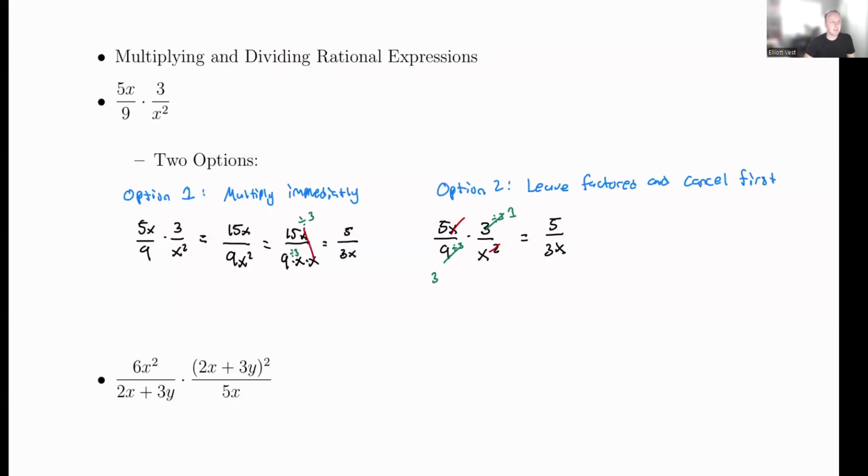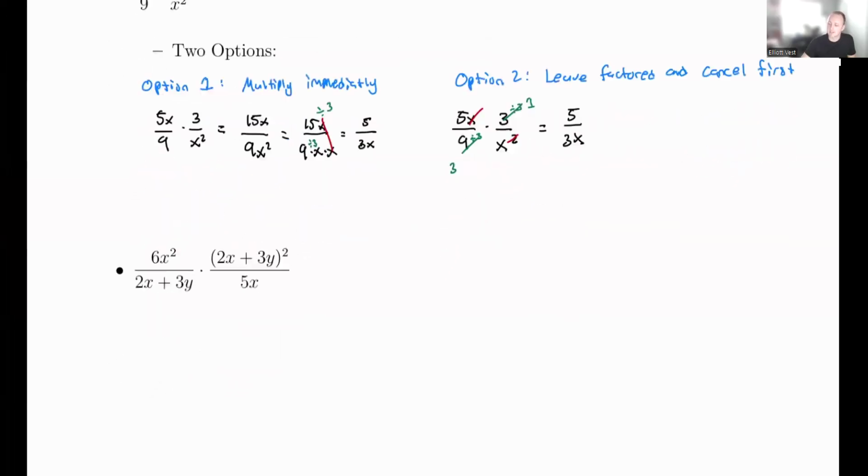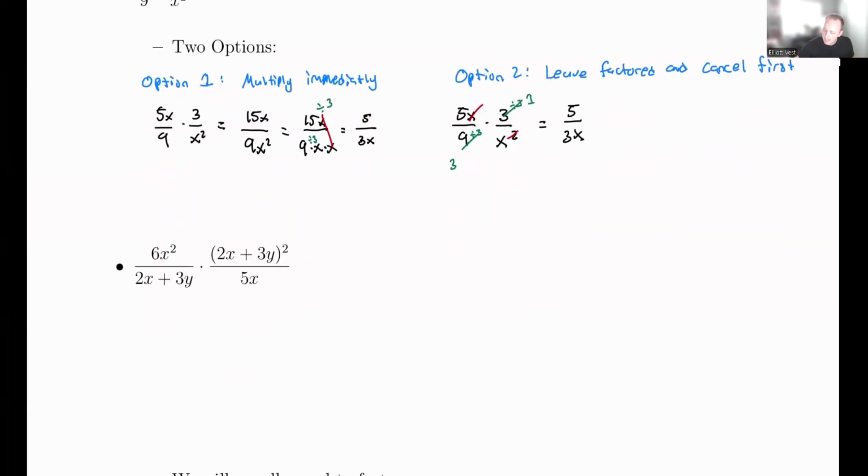Now, it might seem like that was a little bit tougher to see because I did all the canceling at once. But once it's a bigger problem, this actually becomes a cleaner process. So let's look at a couple of ways of doing this. And I'm going to be doing option two always, just because that's my style. So what do I have here? I'm not going to combine to one fraction first. I'm just going to cancel first.